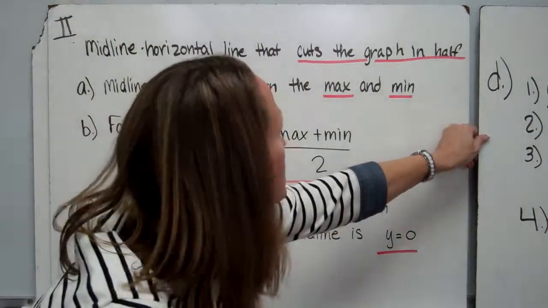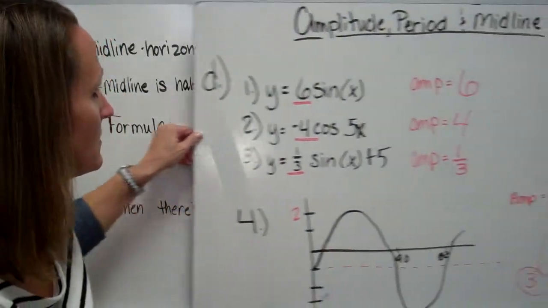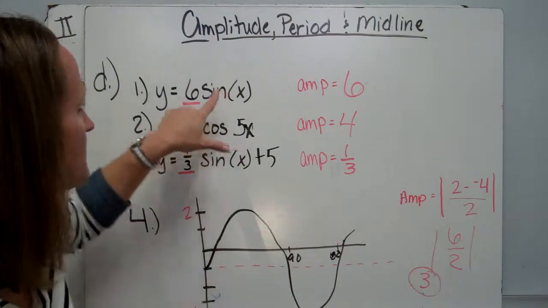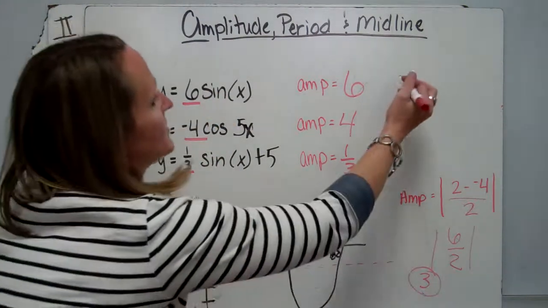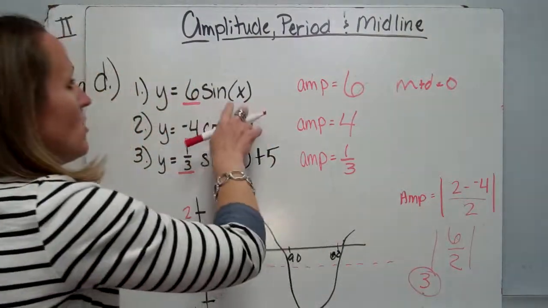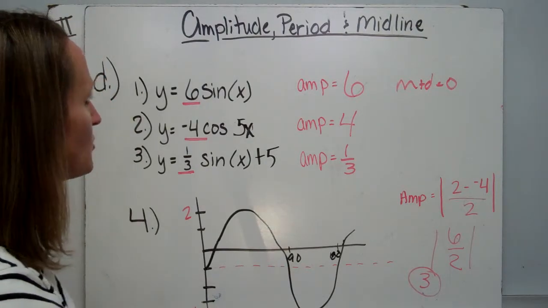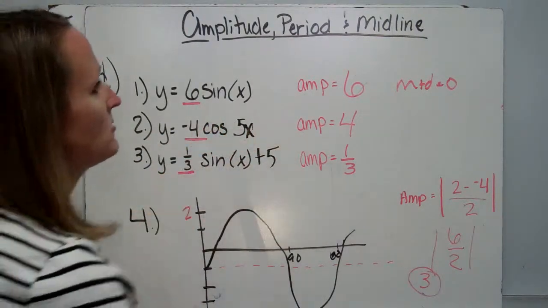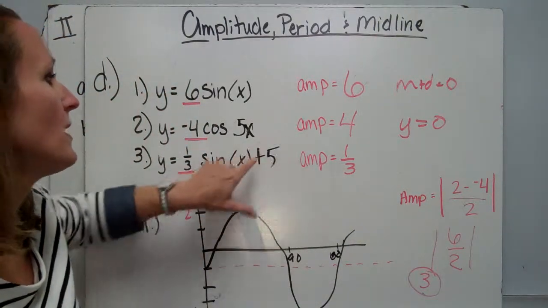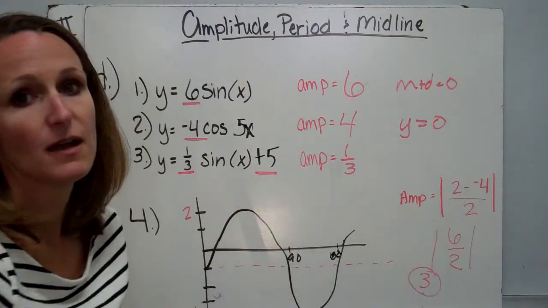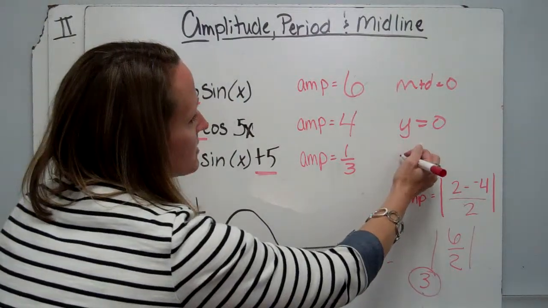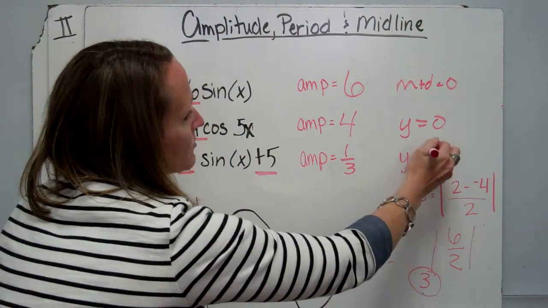So if we looked here, it kind of helps you know where our midline is. So on this, our midline would be 0, because there's no vertical translation. Here, there's also no vertical translation, so our midline is at y equals 0. But look, here, we have that plus 5, and just like in every other type of graph, a plus 5 means that we have a vertical translation, so our midline is at y equals 5.